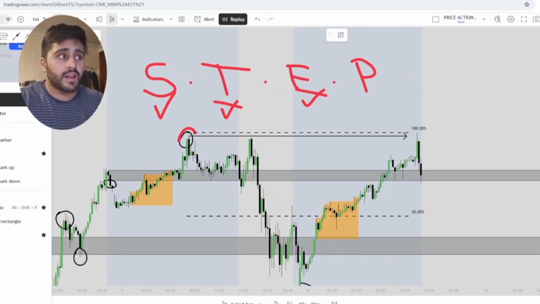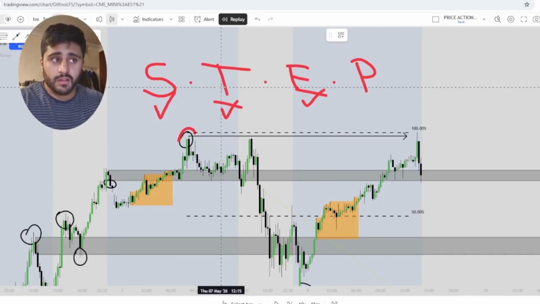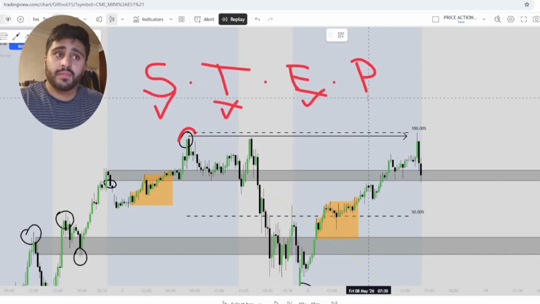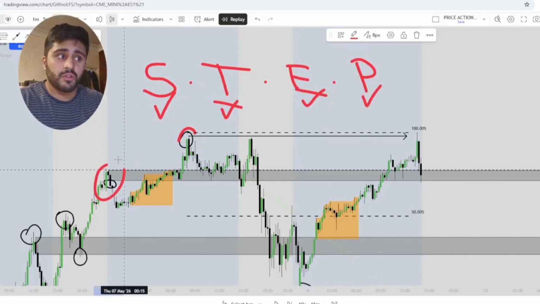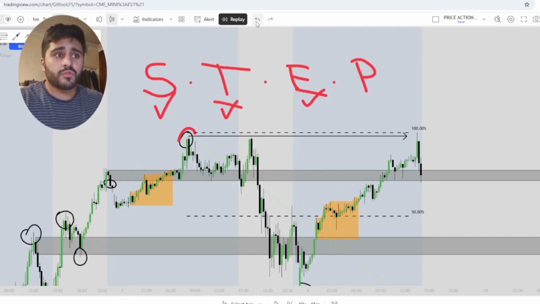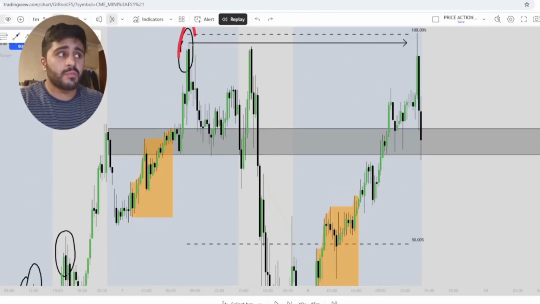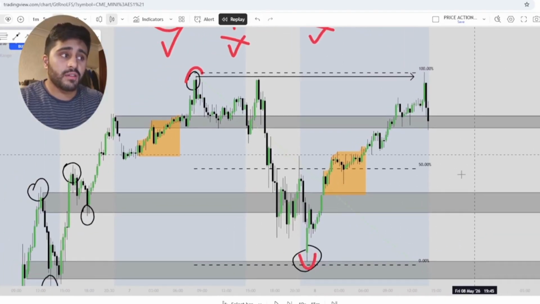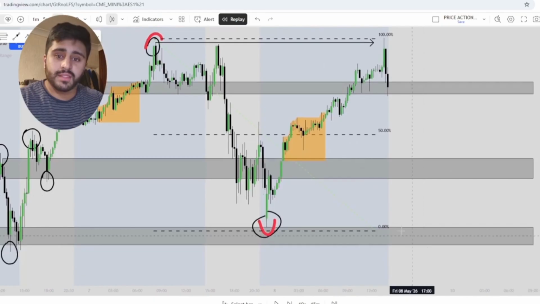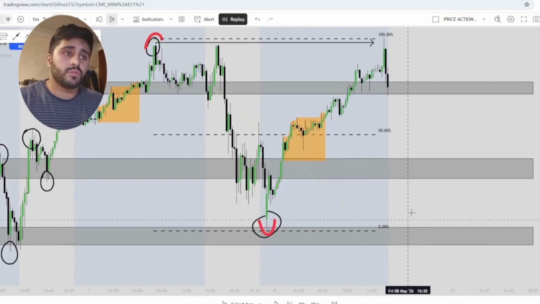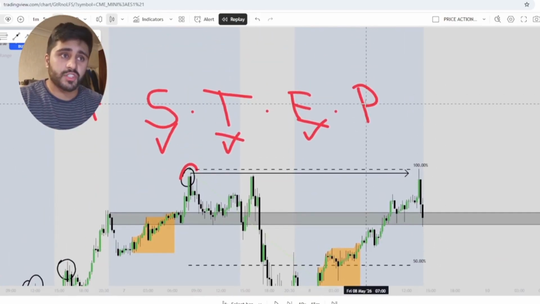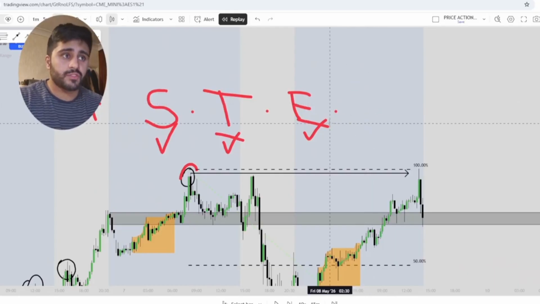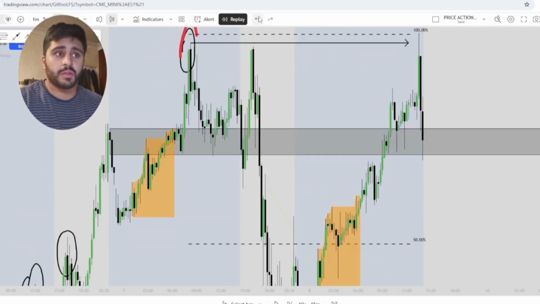What I look for is market structure, targeted liquidity, equilibrium, and then my price imbalance right here. Once I've gone through the 4-step positioning process, I am confident that I've got my key level. This is the key level that I'm looking for, and vice versa, this key level and this key level. All 3 of these key levels came from the 4-step positioning process. I just wanted to make that very clear so that people can understand.